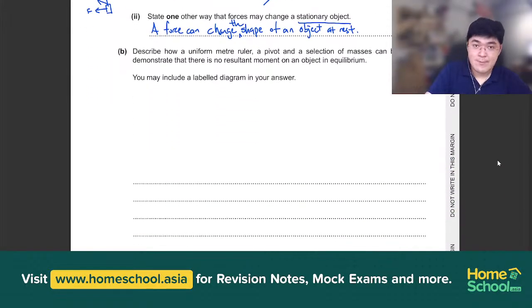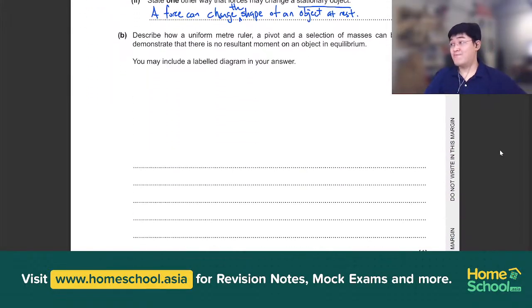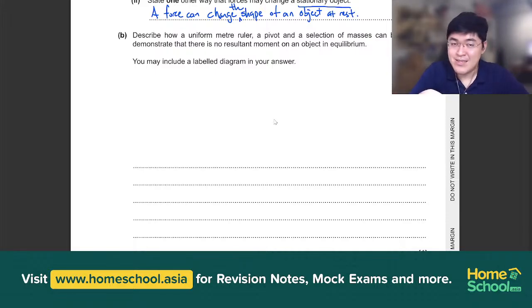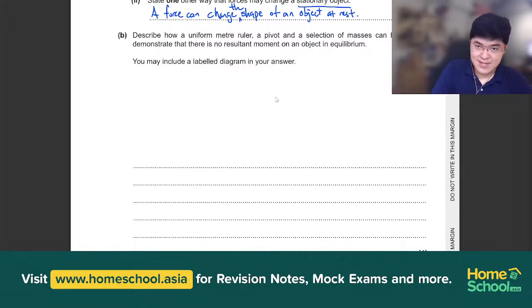Okay, so let's go on to part B. Part B wants you to describe how a uniform meter rule, a pivot, and a selection of masses can be used to demonstrate that there is no resultant moment on an object in equilibrium. Of course, we can use a labeled diagram in our answer. So this is basically planning an experiment similar to what we do on paper 6, but this is a lot more simple.